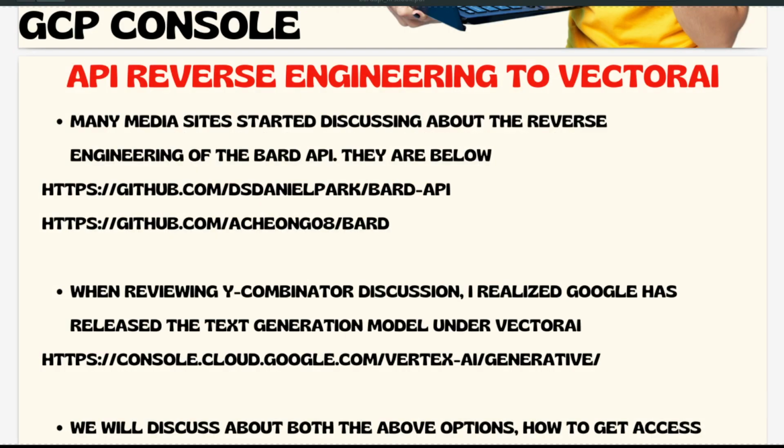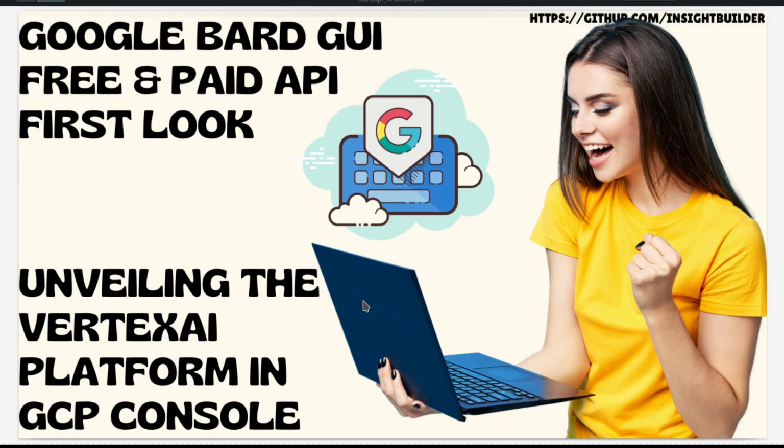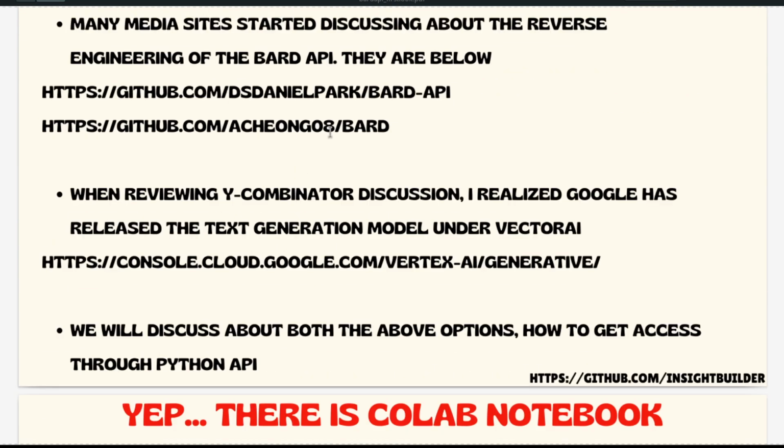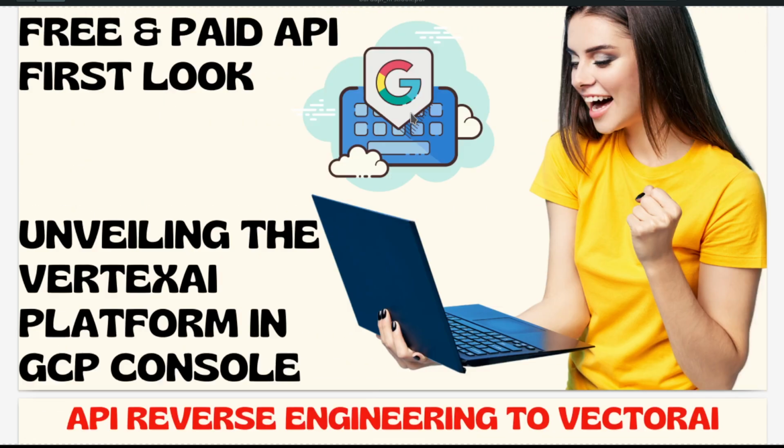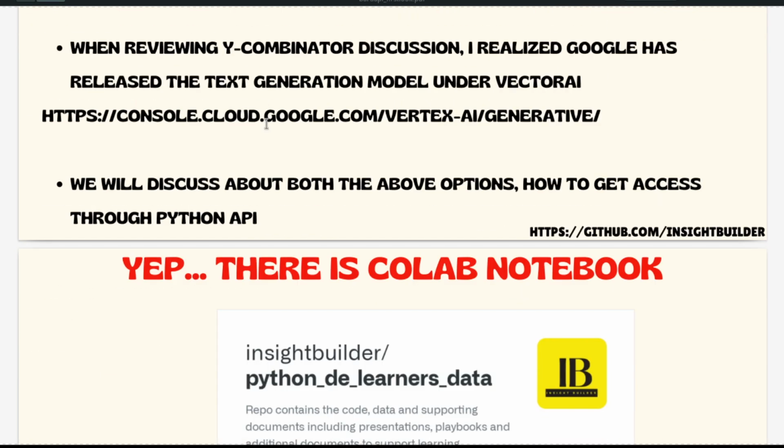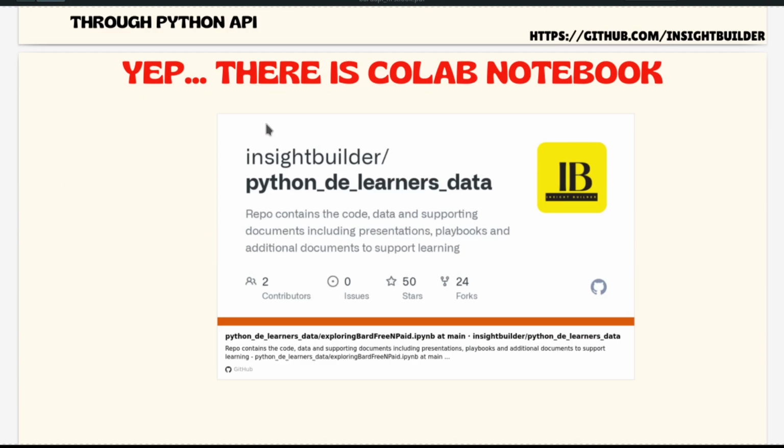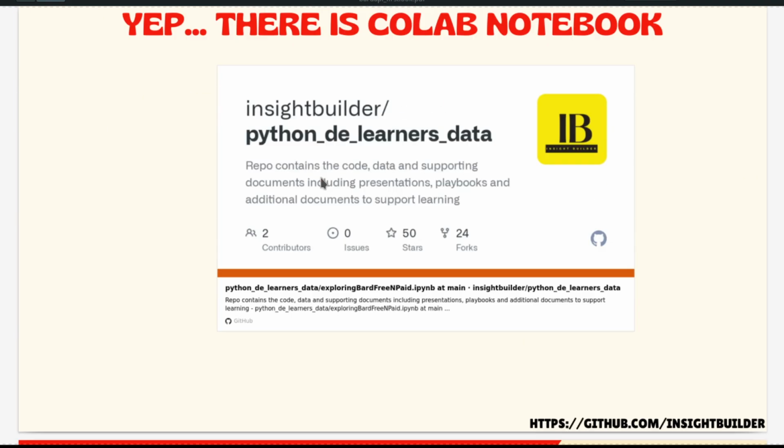So with this, I believe you have got a good idea on three things: the Bard GUI, the free API that you can use through the Bard API library, and the paid API that you can use through the Vertex AI platform. This particular Jupyter notebook will also provide you access to work with both the free code as well as the paid API code.